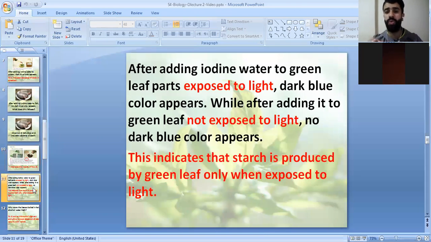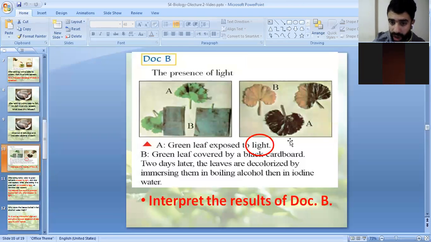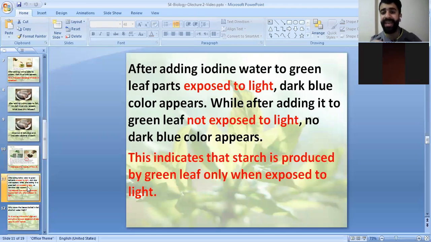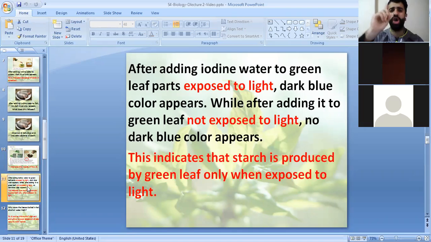Interpret the results in document B. After adding iodine water to the green leaf parts exposed to light, what do we have? The result here is a dark blue color, while after adding it to the green leaf not exposed to sunlight, there is no dark blue color. What does this indicate? This indicates that starch is only produced by the green leaf when exposed to light.